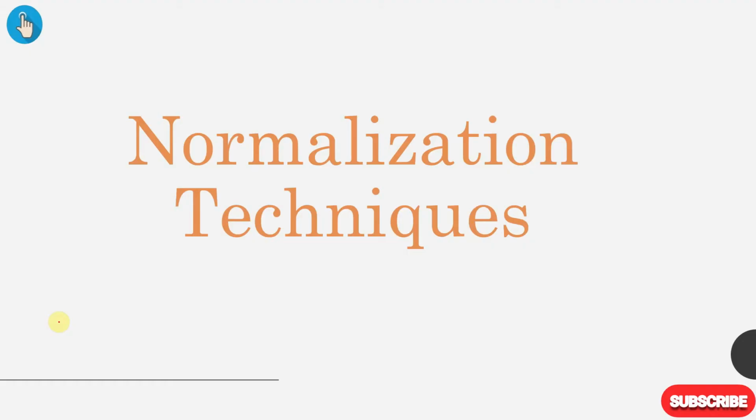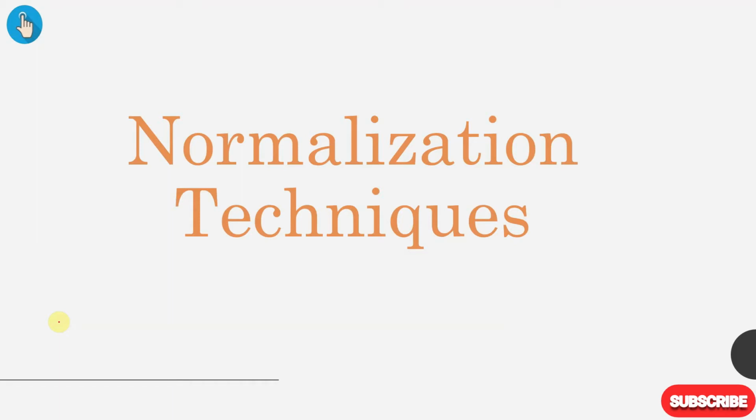So in the previous video, we talked about the first normal form of normalization, and in this video, we are going to talk about the second normal form, what problems come up in the second normal form and how to overcome all these problems.